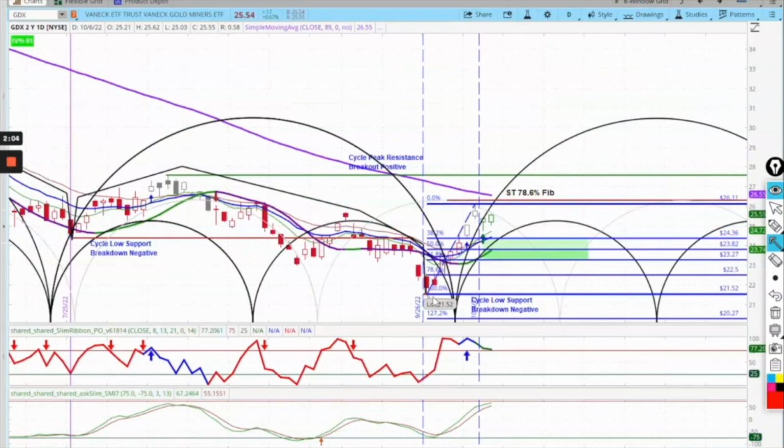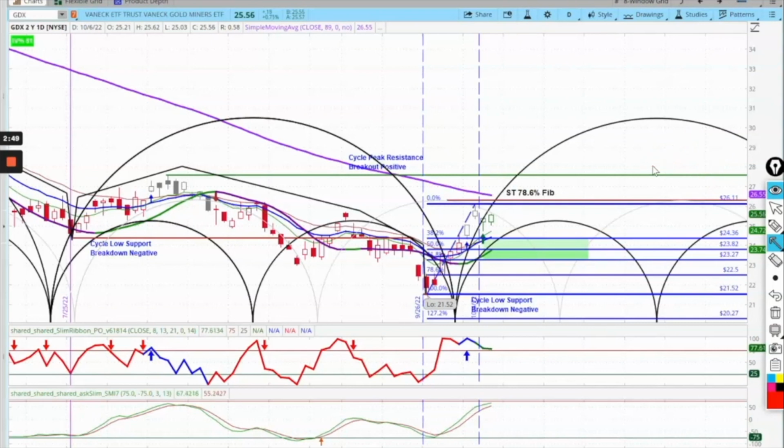Over on the daily chart, you can see the price action that triggered the bottom confirmed algorithm for the daily time frame, and now we have been consolidating sideways for a couple of days. We have this support zone here in green, at the top of which is at 24.36 and the bottom at 23.27. If GDX can pull back into that zone and hold that zone, we would consider it a good long side setup for a move back up to the 78.6% fib at 26.11 and to the prior cycle peak resistance at 27.58. That's our initial target zone. Failing to hold the support zone would have us reevaluating the trade idea.